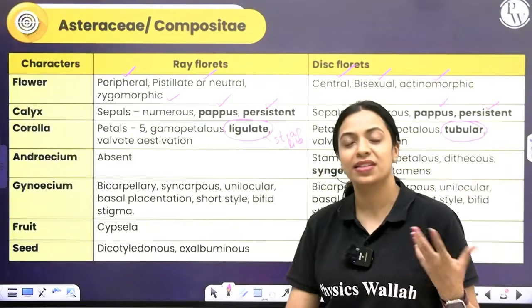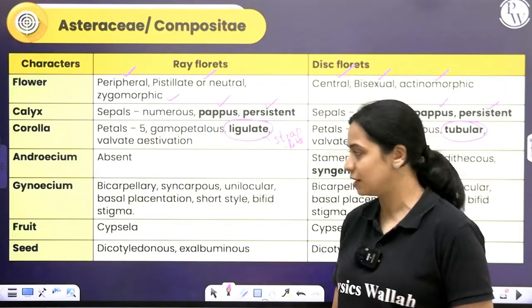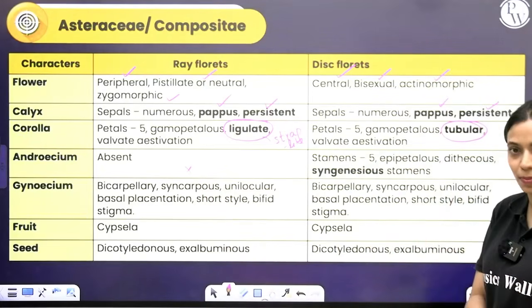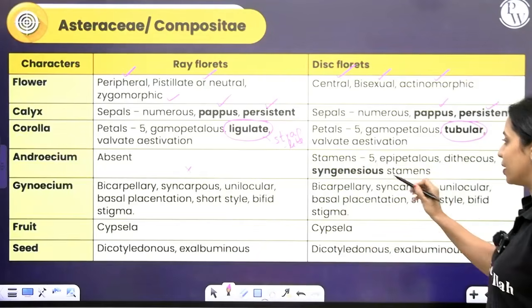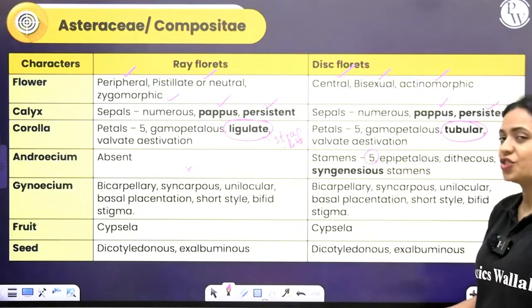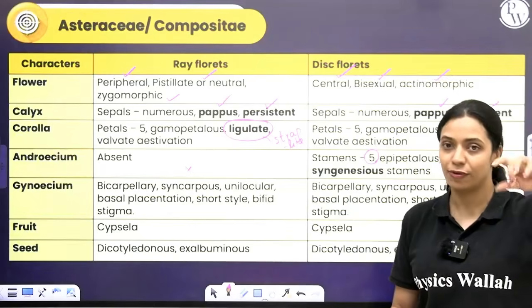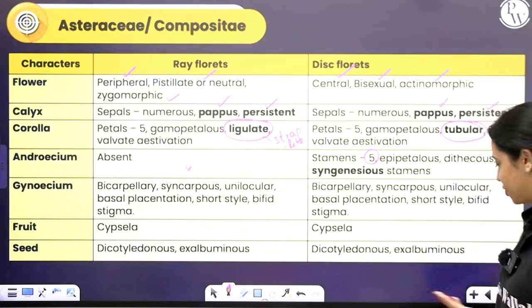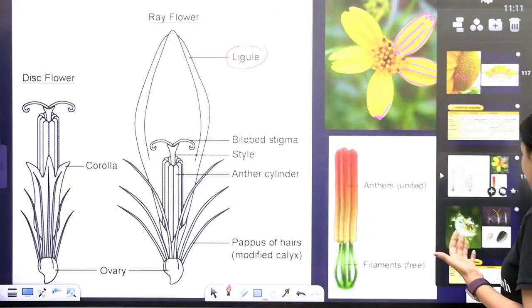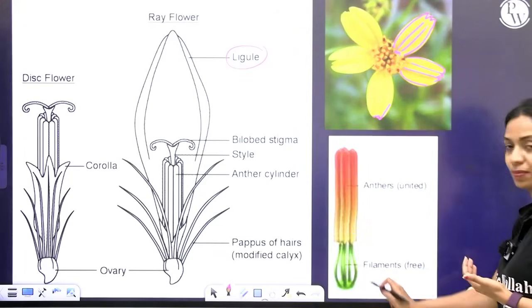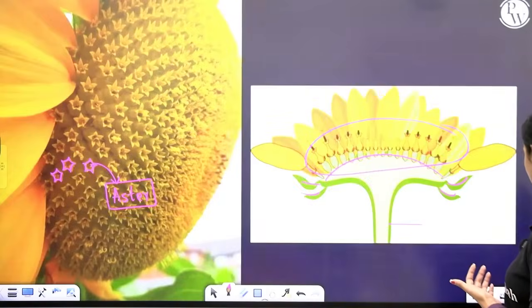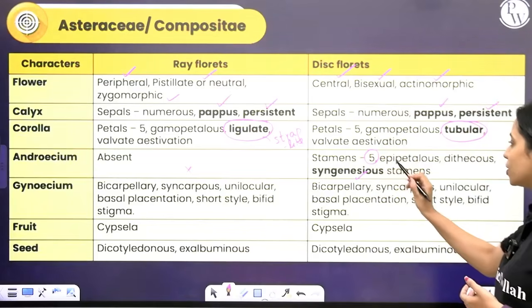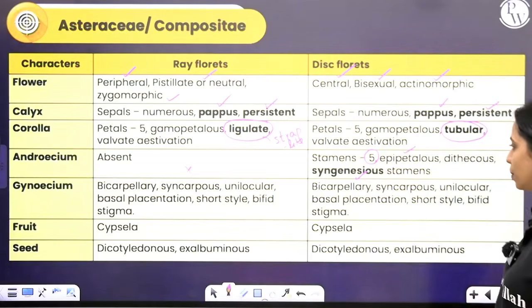If you talk about ray florets, in ray florets there is no androecium because they are generally pistillate flowers, so androecium is absent. Here you do have androecium. There is a special feature about androecium in Asteraceae members. So here you have 5 stamens. Generally so far we've seen that the filaments will fuse and the anthers will remain free. But here you see a condition called syngenesious condition where the anthers are united and the filaments are free. Such a condition is called syngenesious condition, and you see that in this particular family. That's a characteristic feature. Also they are epipetalous, meaning they are fused with the petals.